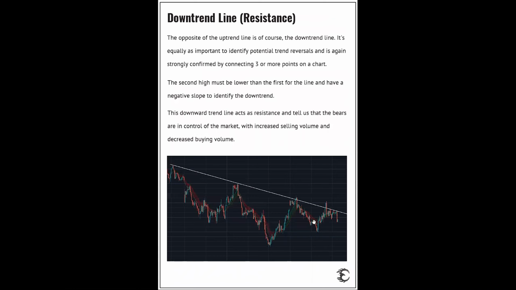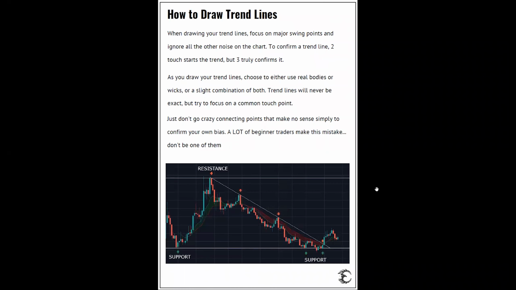We've exited the market, saving all of this long-term heartache, depending on what time frame you're trading on. So how do you draw your trend lines? Well, when drawing your trend lines, focus on major swing points and ignore all the other noise on the chart. It's particularly true if we're trading on the 4-hour or the 1 day. When you start getting down to the 15, the 30, the 10-minute, the 5-minute, God forbid you're trading on that, there's a lot of noise on those lower time frames.